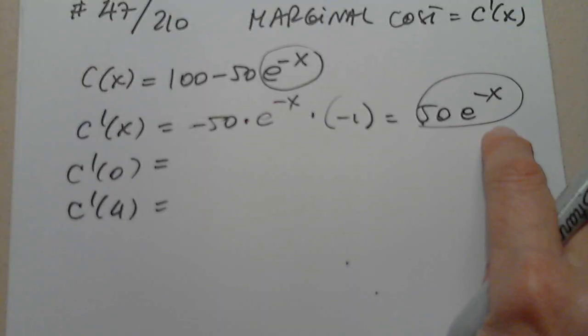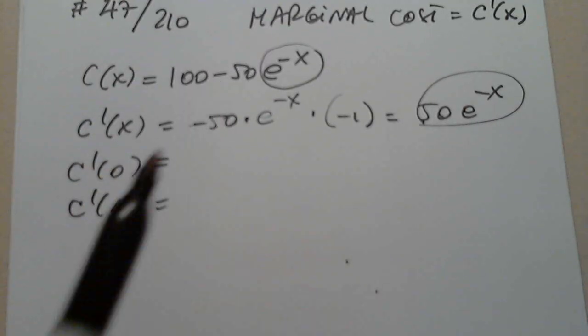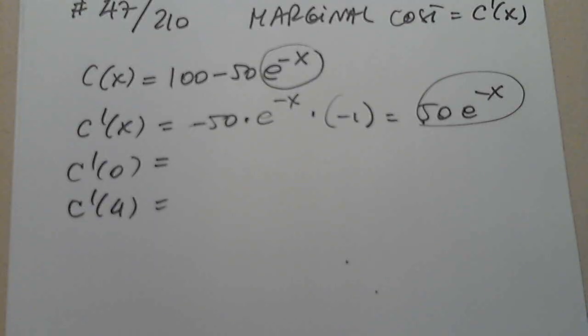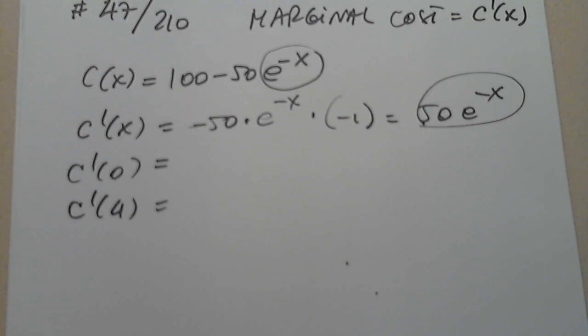This is the function I need to put in the calculator and then plug in 0 and then plug in 4. 0 is very easy, but let's put it in. So this is 50 e to negative x in y equals, clear, 50 e to negative x. Okay, and now I plug in 0, which I know is going to give us 50. And the other one, I plug in 4. And we got 0.92.